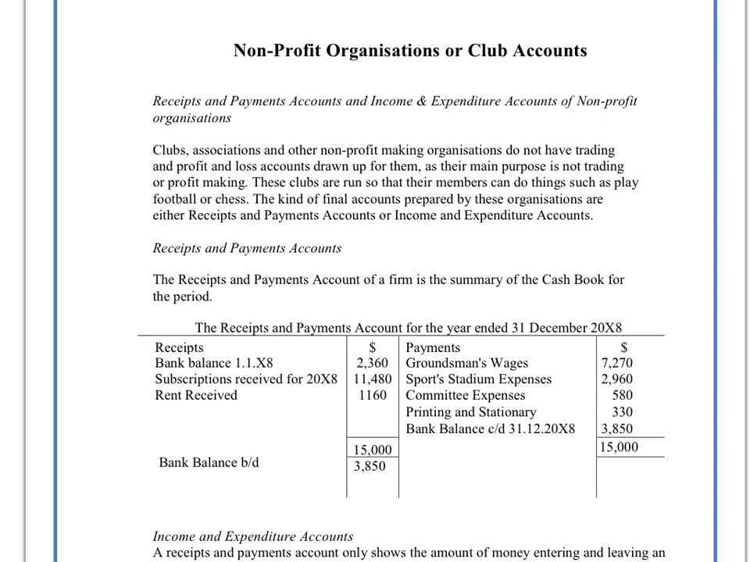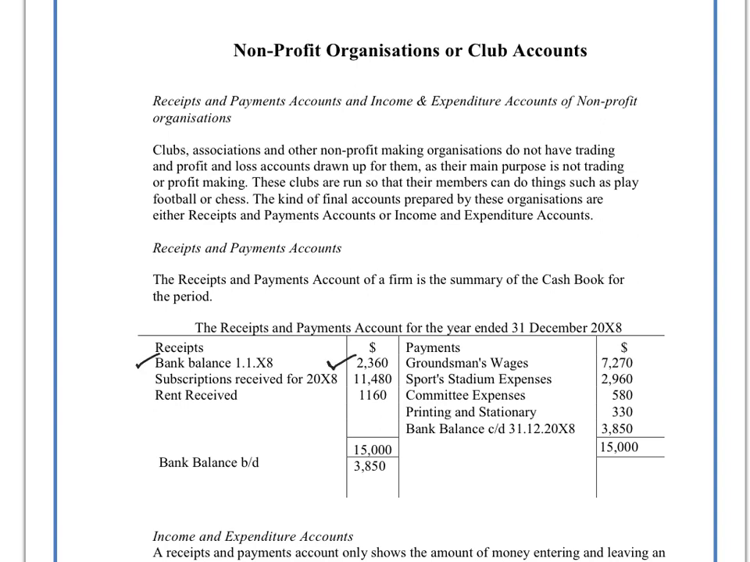So the very first account that we're going to go through is known as a receipts and payments account, and essentially it is the bank account of the non-profit organisation. So any money that comes in on the debit side will be shown as an entry. So the amount of money they have in the bank, in this case a bank balance, would be on the debit side.